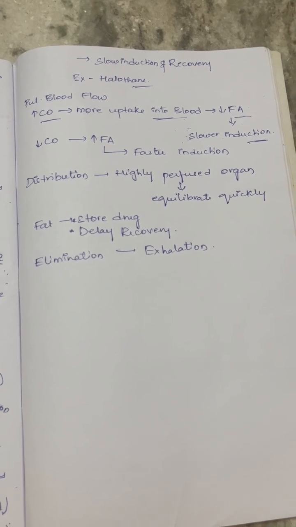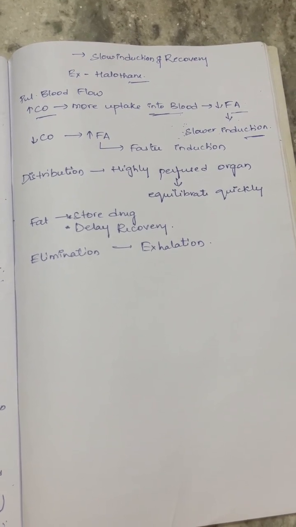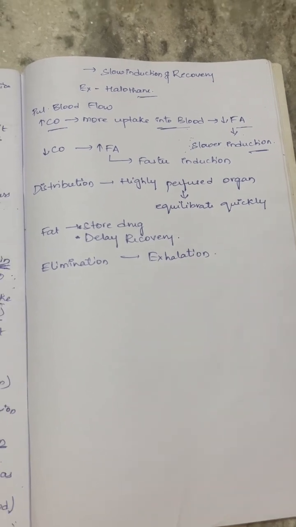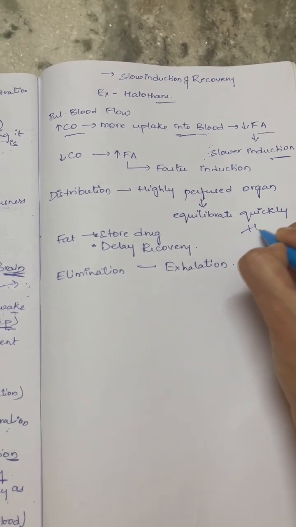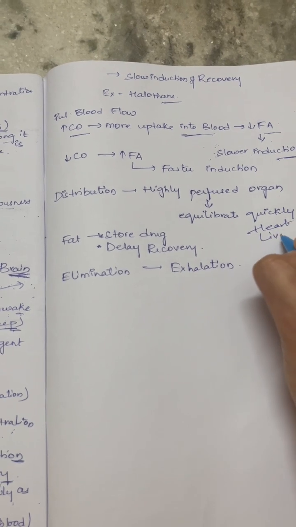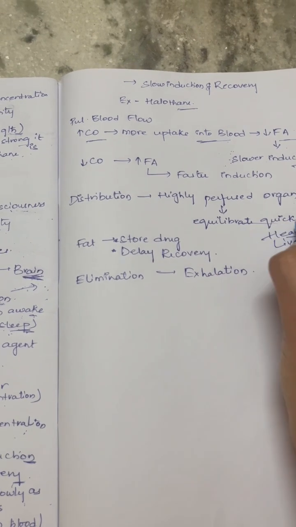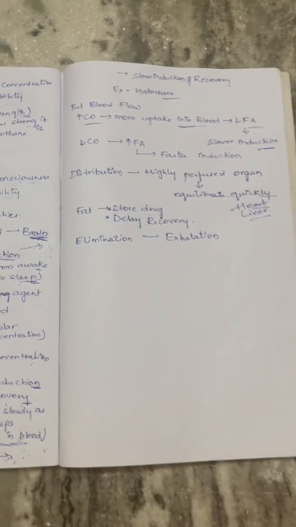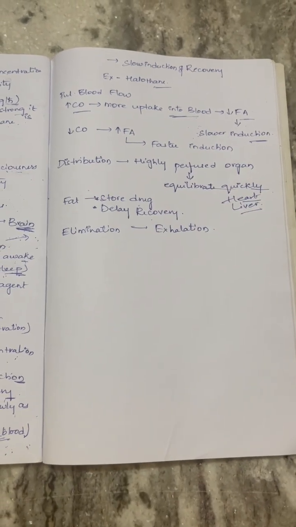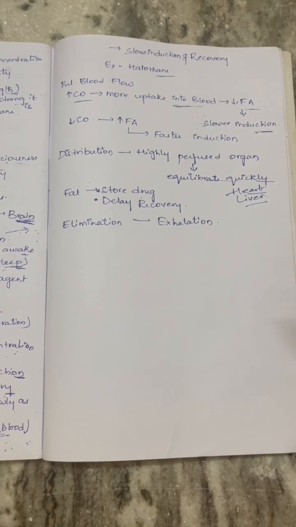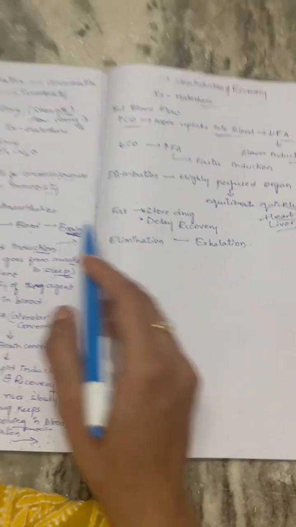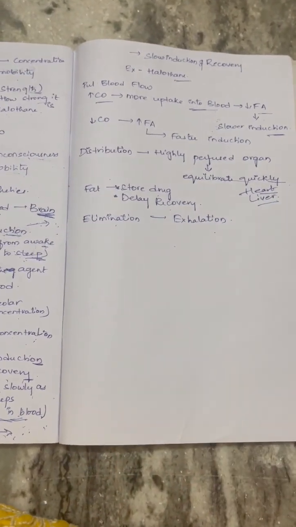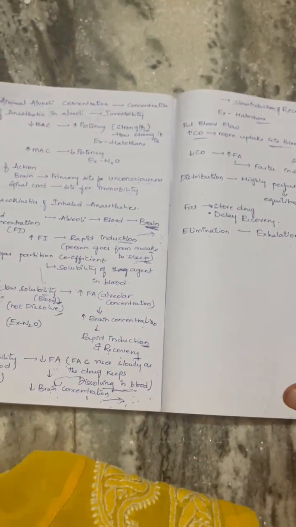Regarding the distribution, it says that highly perfused organs quickly equilibrate. The heart and the liver are highly perfused organs, so they will equilibrate very quickly. When the drug goes to the fat, it stores the drug and delays the recovery a lot, just because it is not that highly perfused. And for the elimination, specifically when we are talking about inhaled anesthesia, the elimination is with the exhalation. Okay, so I've tried to keep this in simple terms.